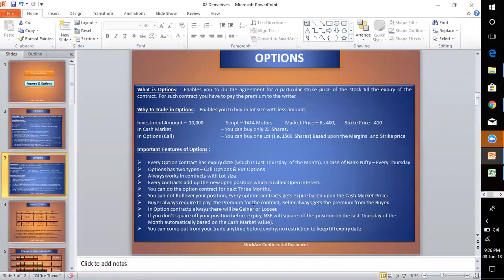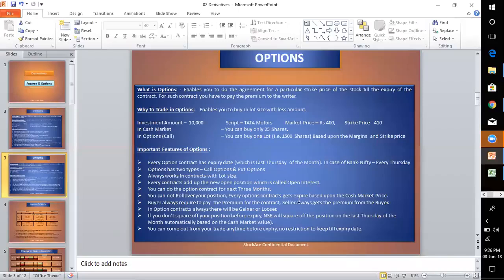In option contracts, there will always be a gainer and a loser. As I said, the same thing, derivatives always have one gainer and one loser. There will not be all gainers, there will not be all losers, because the difference between the price you are paying and the price you are getting will be a profit or loss.